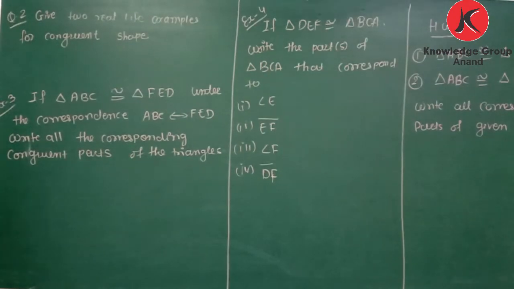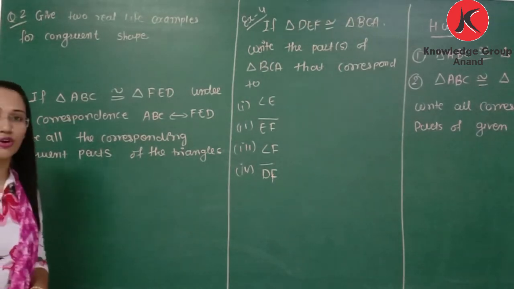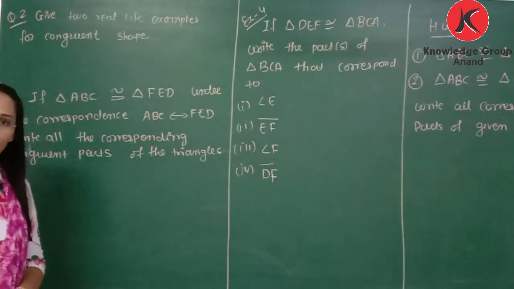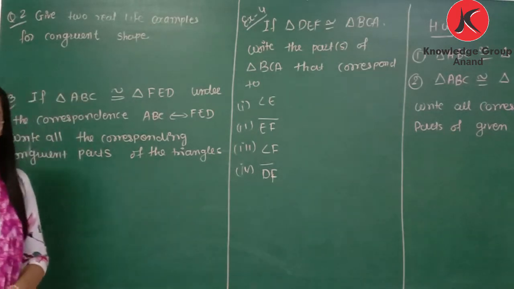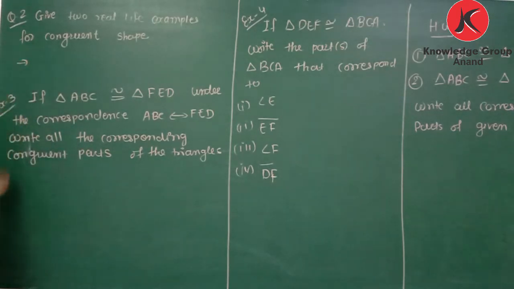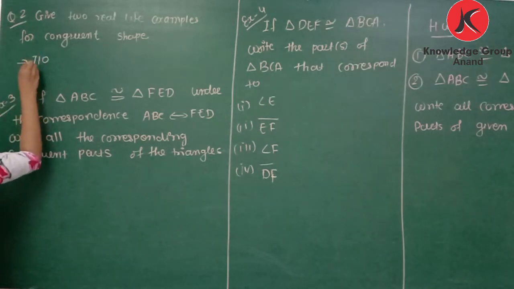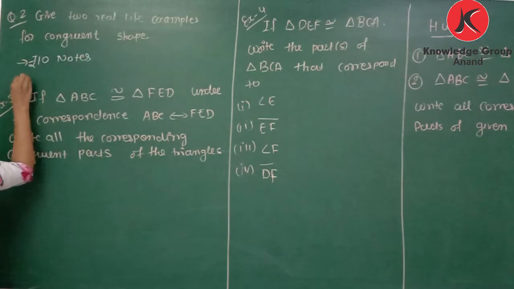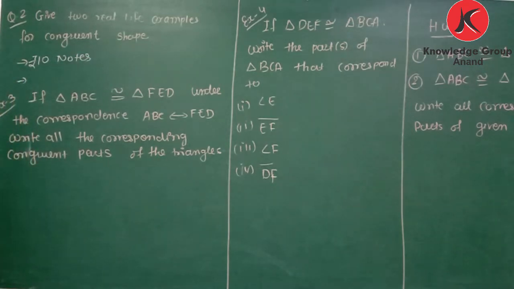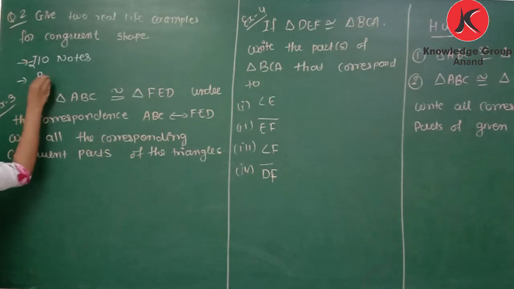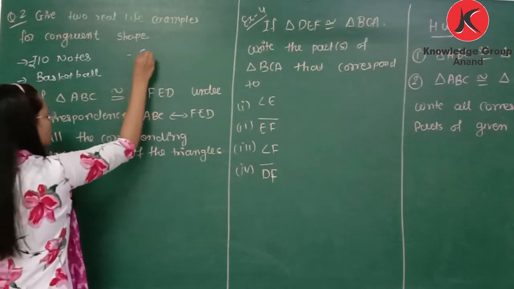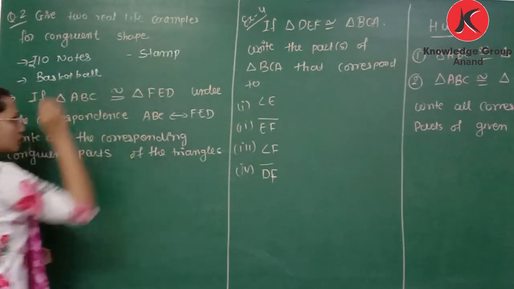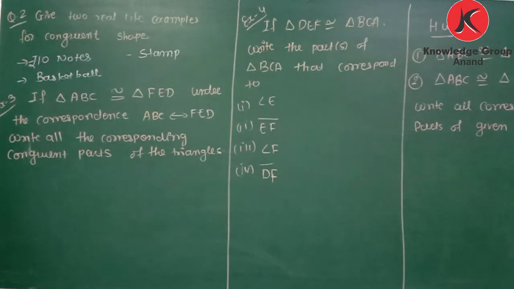Now question number 2. Give two real life examples of congruent shapes. At the start of this chapter, I already told you many examples of congruent objects. You can say stamp, you can say 10 rupee note. So we need to write real life examples. You can consider 10 rupee notes. You can consider basketballs that are of the same size and shape. You can consider stamps also. So these are examples of congruent shapes.